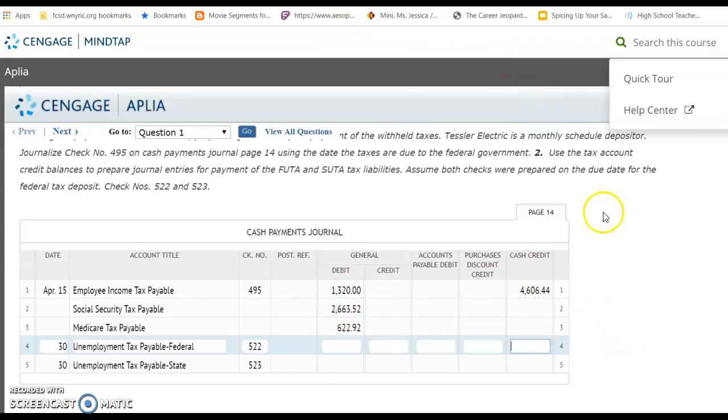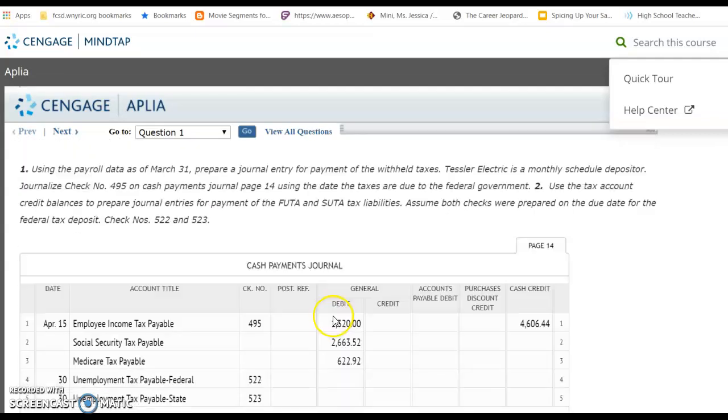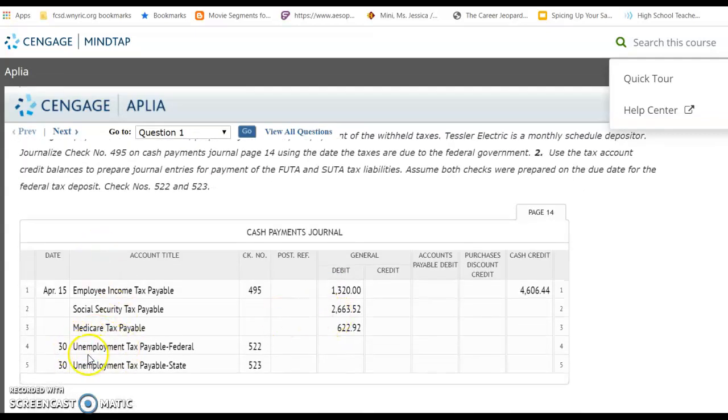The next two transactions are part 2 in the instructions. Using the tax account credit balances, prepare the journal entries for the federal unemployment and the state unemployment. So for these, all we have to do is click on the tax account credit balances, and we see the amounts listed right here. Remember, the balances were as of March 31st. We pay these at the end of the following month, which would then be April 30th. So I filled in the account names again here for us. The first one is the unemployment tax payable federal. They give us the check numbers here, 522 and 523, which I put in.